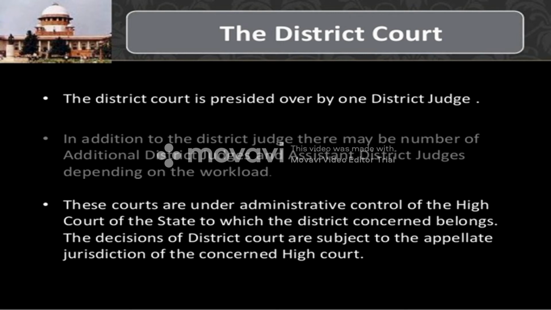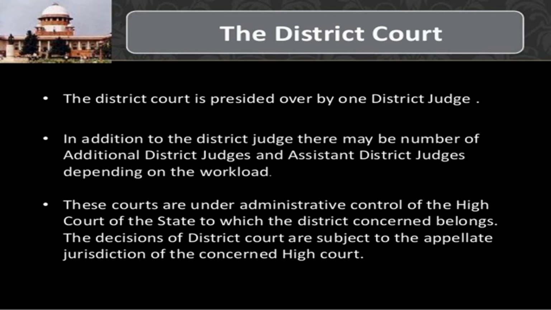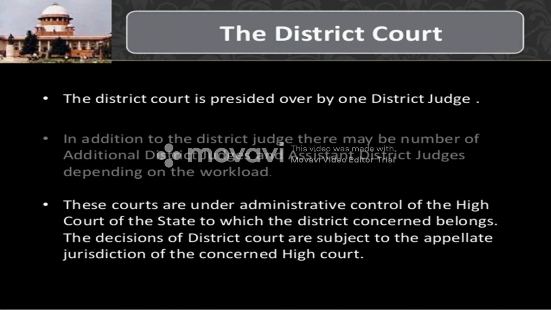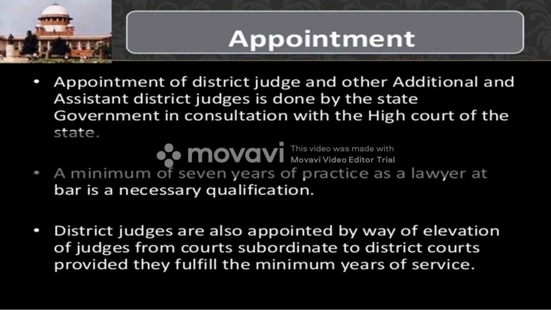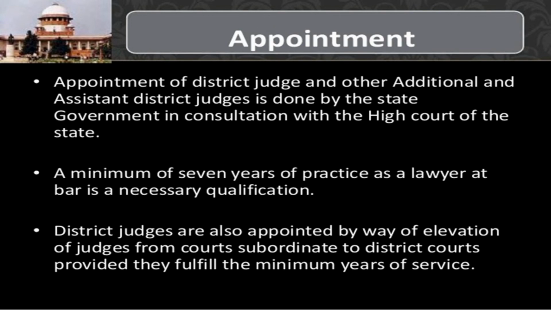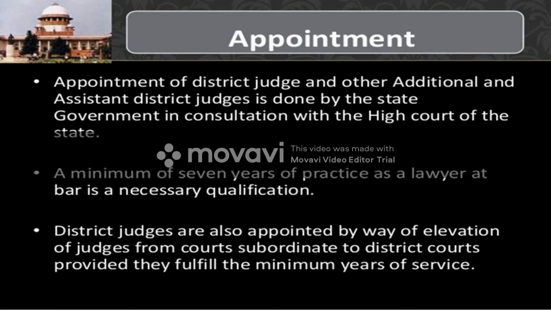In addition to the district judge, there may be number of additional district judges and assistant district judges depending on the workload. These courts are under administrative control of High Court of the state to which the district concerned belongs. The decisions of district court are subjected to appellate jurisdiction of the concerned High Court. Appointment of district judge and other additional and assistant district judges is done by the state government in consultation with the High Court of the state.